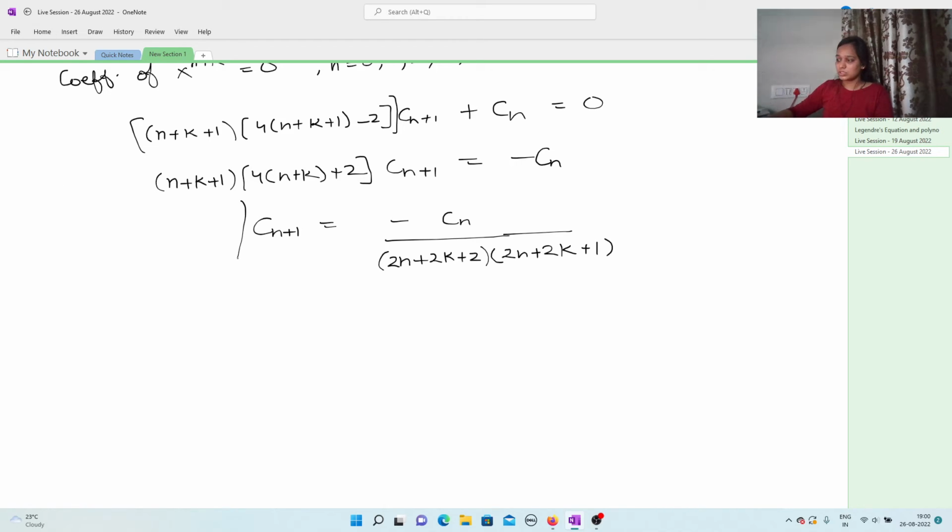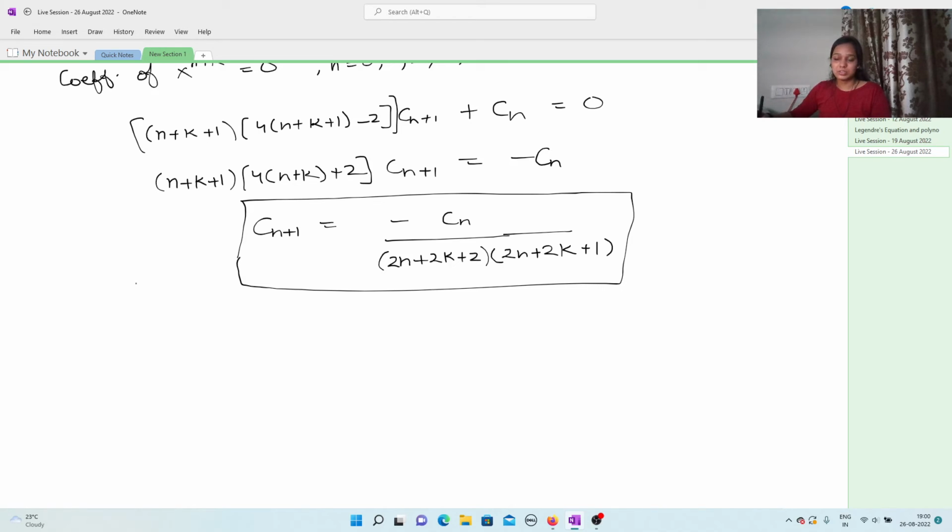So this is what is called the recurrence relation. Now once we have the recurrence relation, we can convert this coefficient into the series form. So first let's solve for k1, because we will get two series solutions: one which corresponds to the value of k1, which is 1 by 2, and the other which corresponds to the k2 value, which is 0. So first solve for k1, which is 1 by 2.